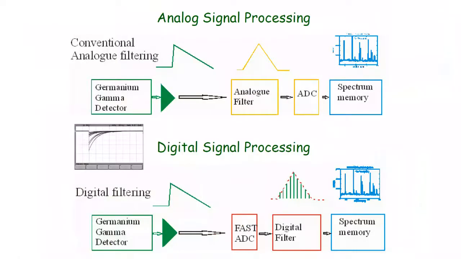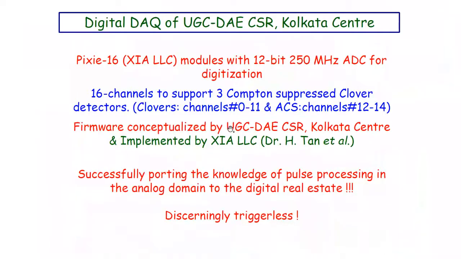As I said, we have the electronics for this. I'll not go into it. The Kolkata Center is the resource person for providing the digital data acquisition system for the Inga facility. As I said, you buy an equipment, the hardware, but the entire firmware was conceptualized by us in collaboration with the manufacturer. And this is the first time we have successfully ported the knowledge and expertise of pulse processing we have over two decades into the digital domain.